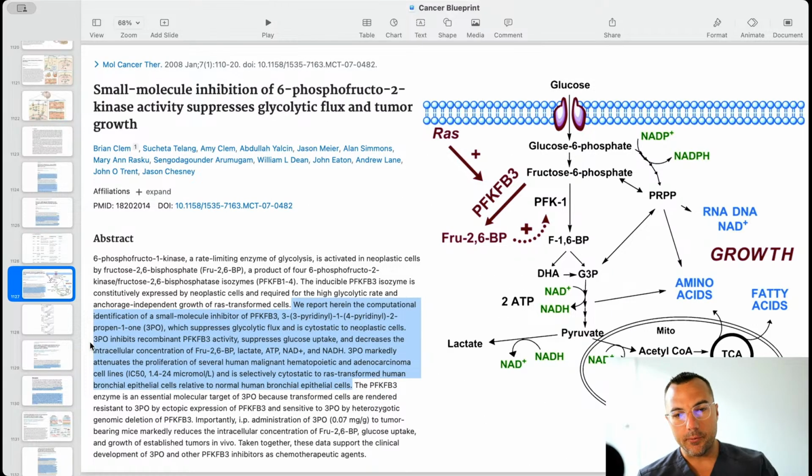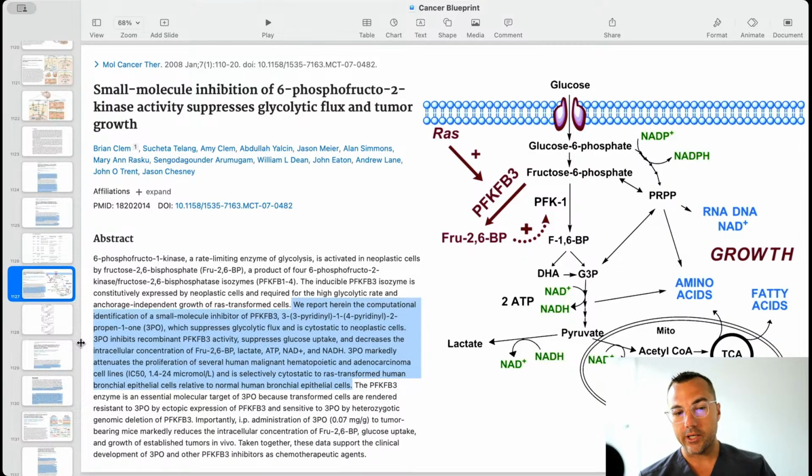And so in this paper, it says, we report herein the computational identification of a small molecule inhibitor of PFKFB3, and it says 3PO. It's a very long word, and it's not really that important for us. So 3PO, which suppresses glycolytic flux and is cytostatic to neoplastic cells. 3PO inhibits recombinant PFKFB3 activity, suppresses glucose uptake, and decreases the intracellular concentration of fructose 2,6-bisphosphate, lactate, ATP, NAD, and NADH.